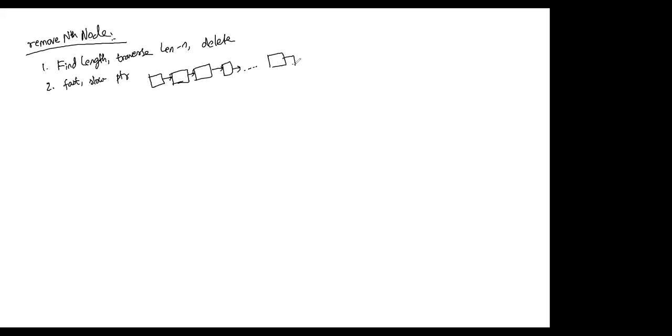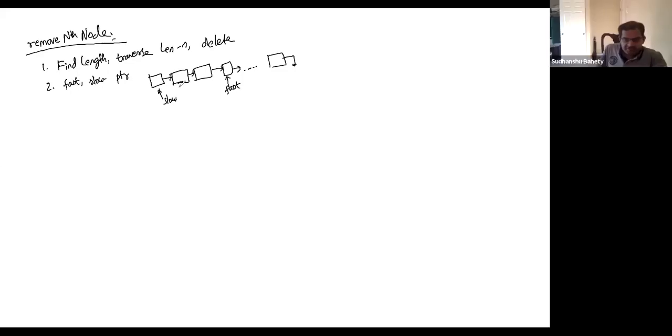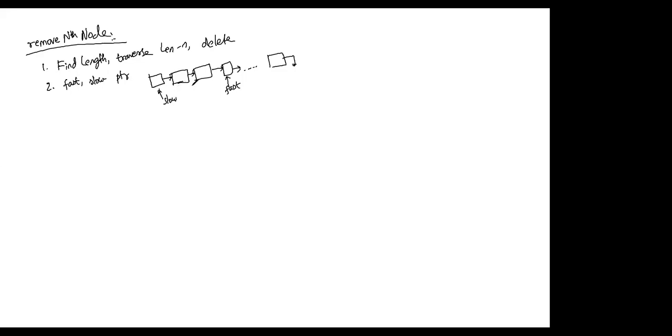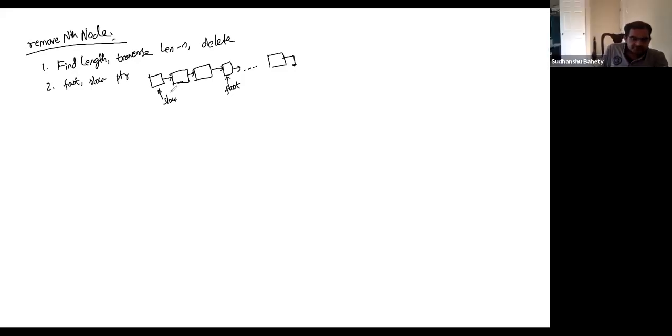And once we reach the end, we'll change slow dot next to slow dot next dot next. Do I make sense? Slow dot next dot next. We'll remove the node. Okay, so that is for removal. So yes, that is a solution.